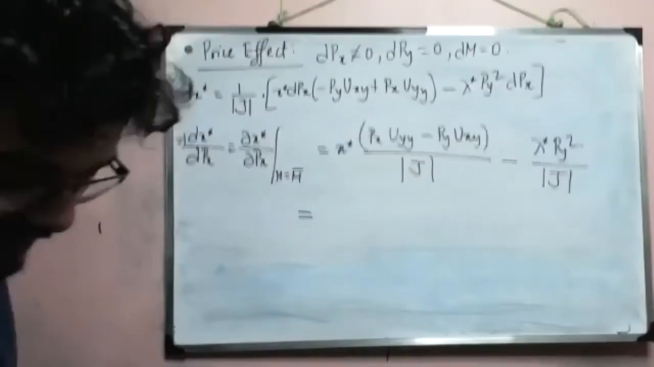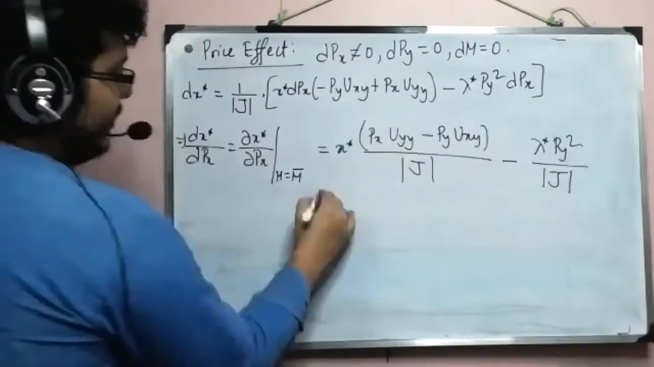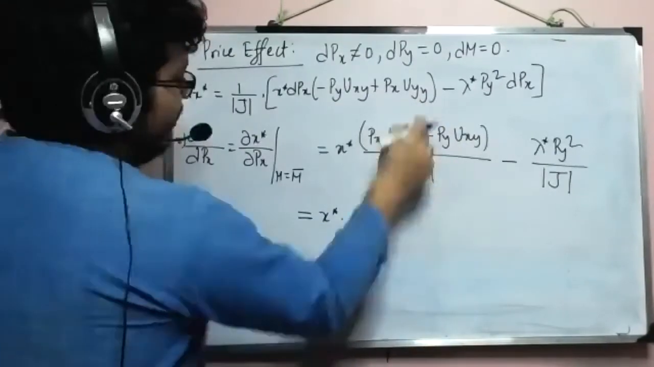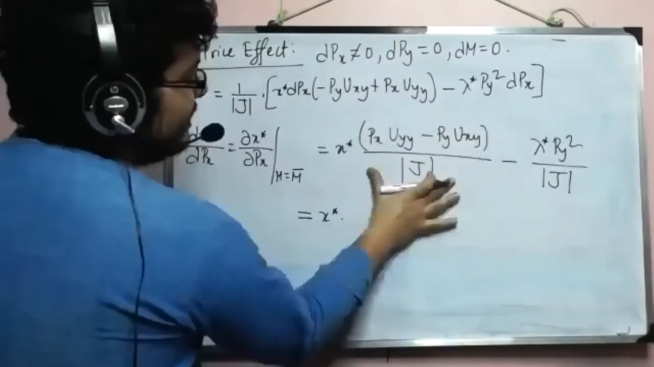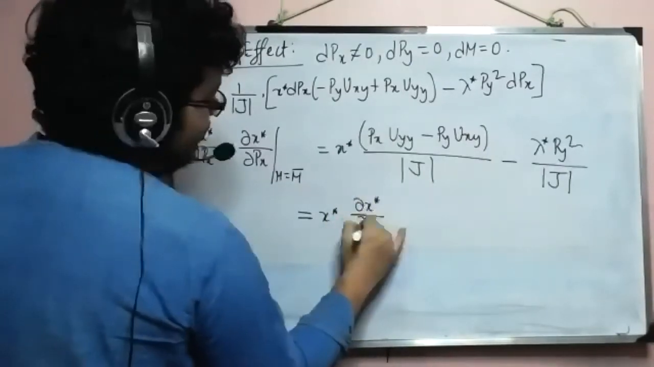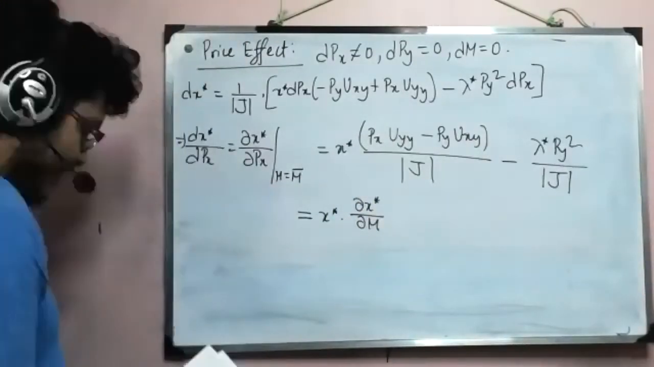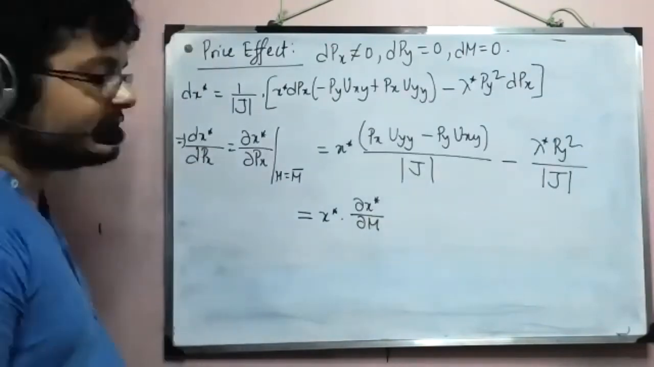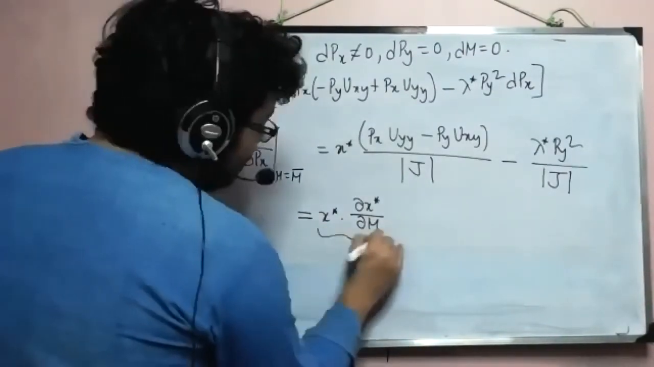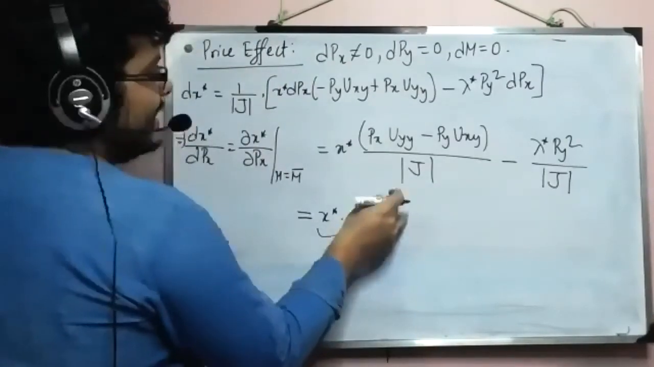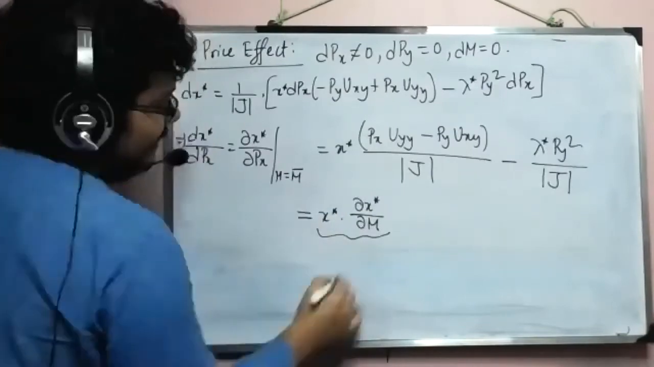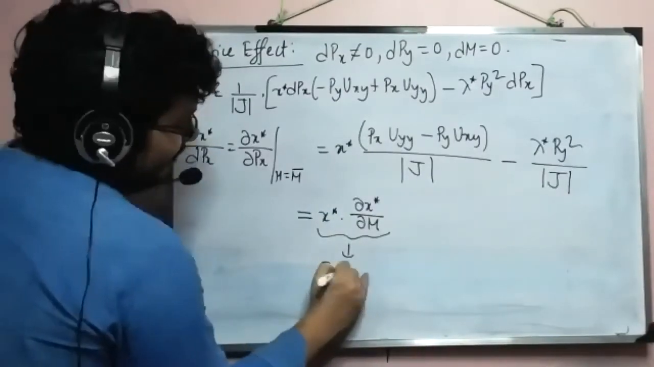And as we see, if we write x star, then this is our del x star del m. So this entire expression is our del x star del m, right? So this is what happens to X star if I change the income. Now the totality of it, so that is change in income due to M multiplied or weighted by X star, is called the income effect.